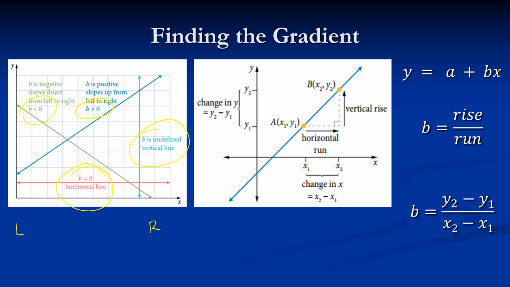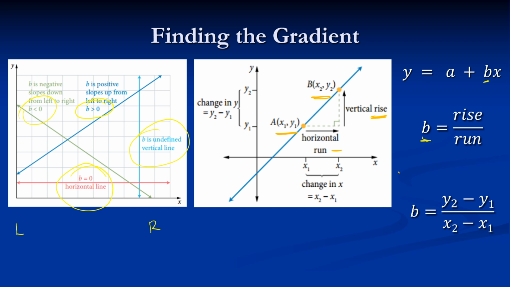So there's a strategy that we use to find the gradient, and that's this aspect here of the linear equation, and we describe that slope as the letter B in the linear equation, and it's the rise over the run. Now rise just means how far do you go up, and run is how far do you go across. And if you have a look at our two coordinates, we read from left to right. So our x1 and our y1 coordinates are on the left, and our x2 and y2 coordinates are on the right hand side of the other coordinates.